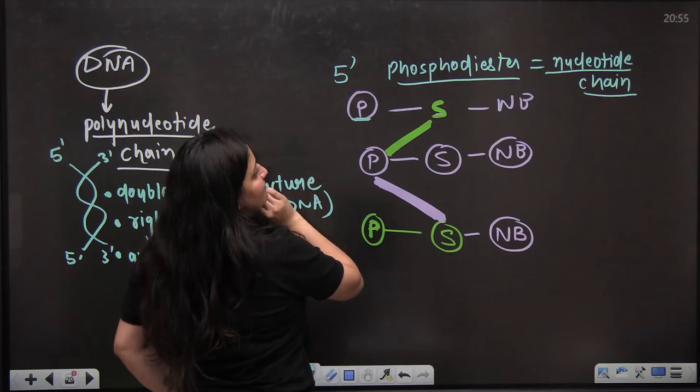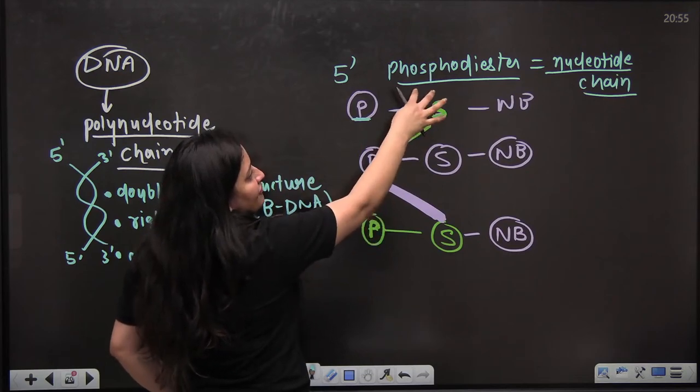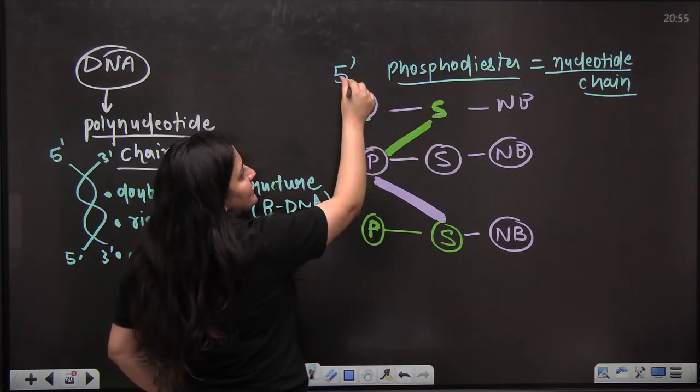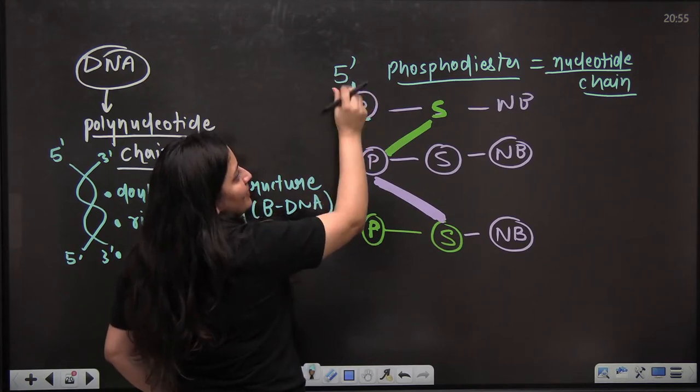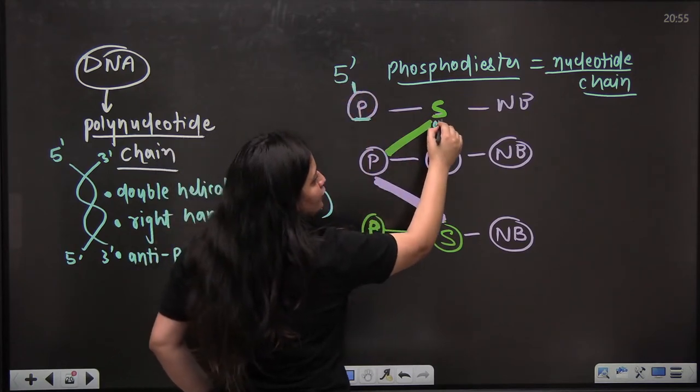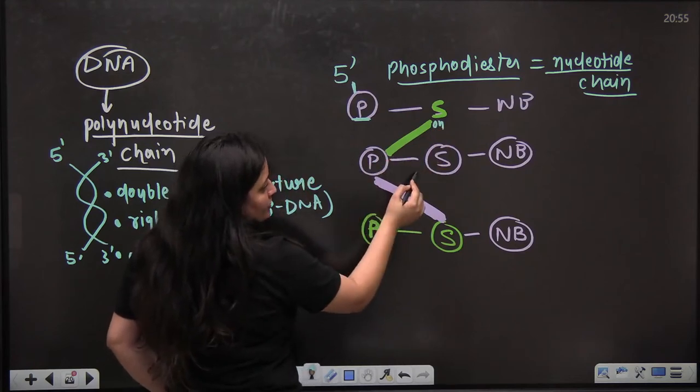So here you can see, this is the 5 prime end. Why are we calling it 5 prime end? Because to the 5th carbon of sugar, that phosphate is attached. So the 5 prime end is free. Now here, the OH group present here will form the bond with the next phosphate.